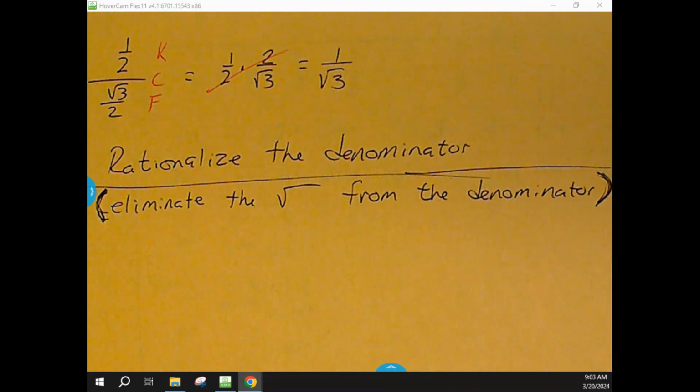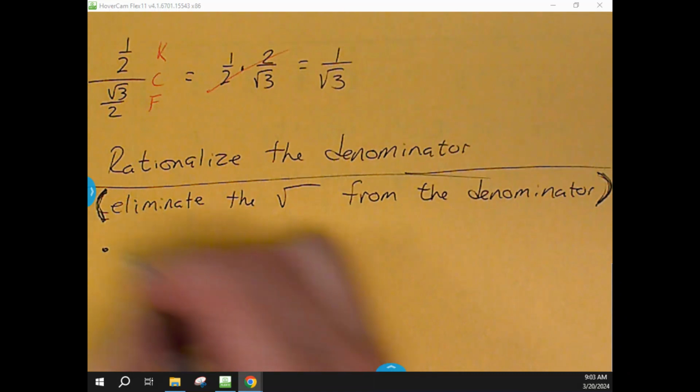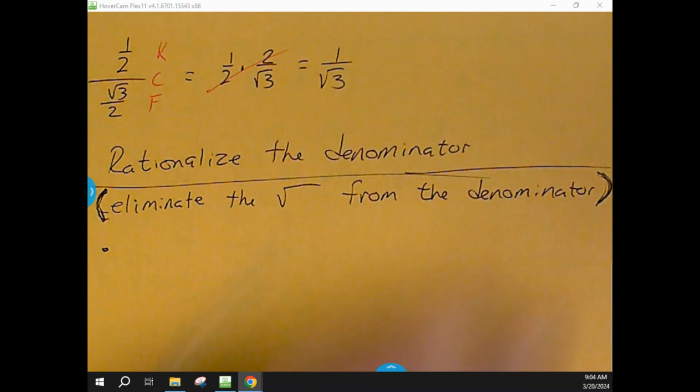So basically, here's what we're going to do to rationalize the denominator. We'll use this problem with it. Let me tell you what you're supposed to do, and then we'll tell you what the shortcut is in this case.